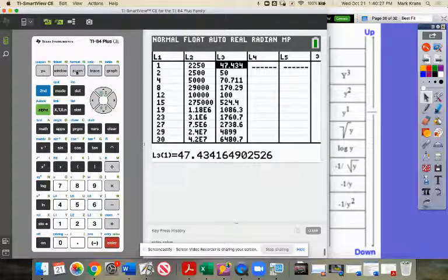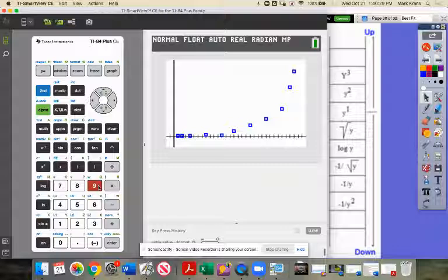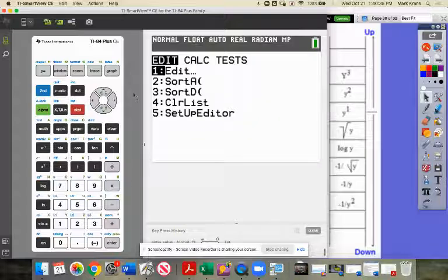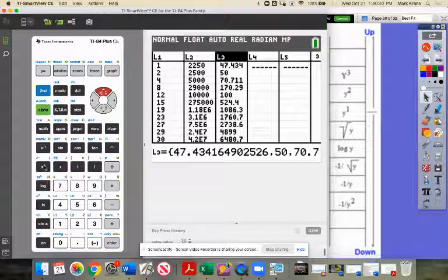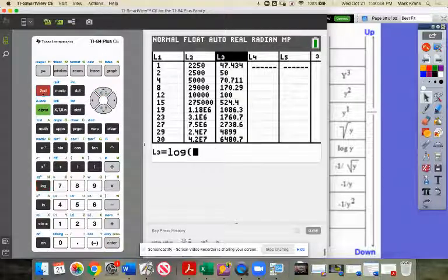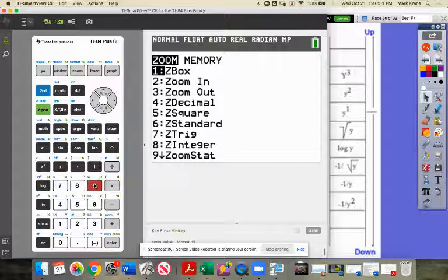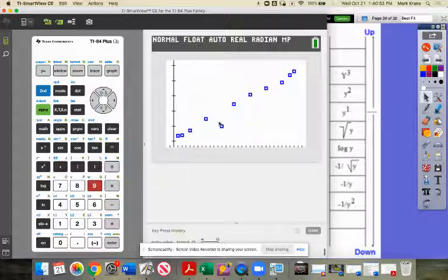And if I do zoom 9, ooh, look, the points lifted off the axis. They're starting to straighten out. Well, let's do it again. Stat, edit, change it to natural log, or here, I'll even do log of L2. And hit enter, zoom 9. Look at that, there's one point out of place, but everything else looks practically perfect in every way.